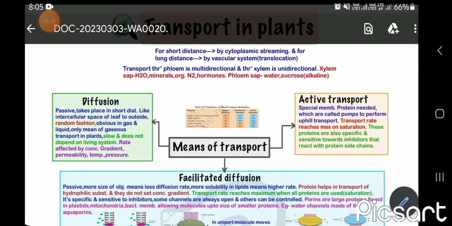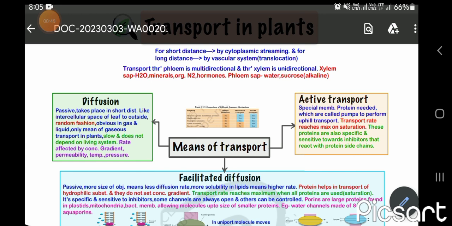Then active transport: special membrane proteins are needed, which are called pumps, to perform uphill transport. Then the transport rate reaches a maximum on saturation. These proteins are also specific and sensitive towards inhibitors.